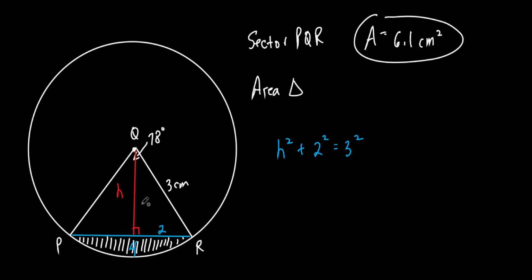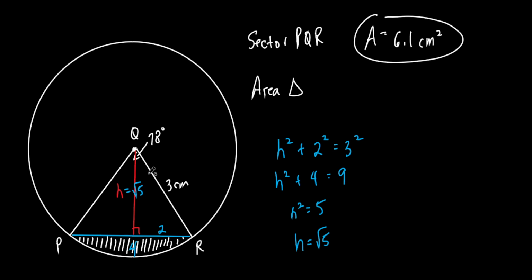So this is how you need to write it out to solve for h. Now I can solve for h, can't I? Look, h squared plus 4 equals 9. Subtract 4 from both sides, so h squared equals 5. Take the square root. H is the square root of 5. So that's what the height is.